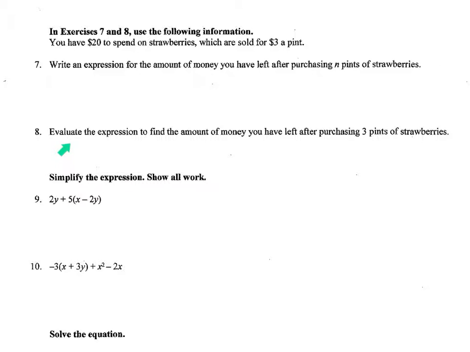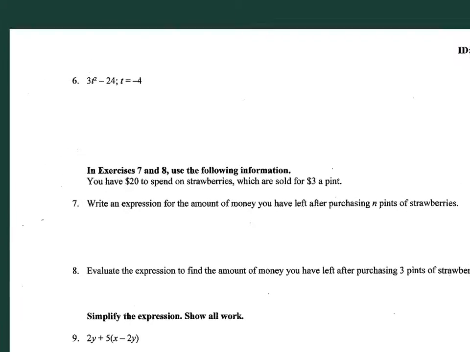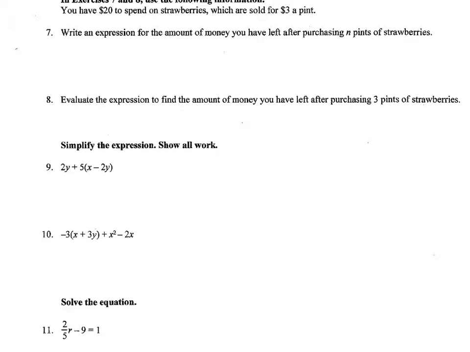And then in number 8, you need to evaluate the expression to find out the amount of money you have left after purchasing 3 pints of strawberries. So now you take this expression that you made up here, and you're going to substitute 3 pints for it, which is basically you're just setting up something like number 6, all right? And then you're going to substitute 3 in for your variable.